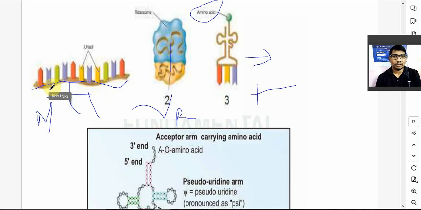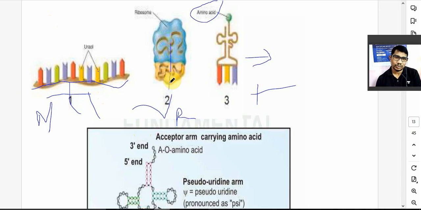The synthesis of mRNA from the DNA is known as transcription. Formation of copies of DNA is known as replication, and from the DNA, RNA is synthesized, known as transcription, and from that RNA, proteins are synthesized, known as translation.